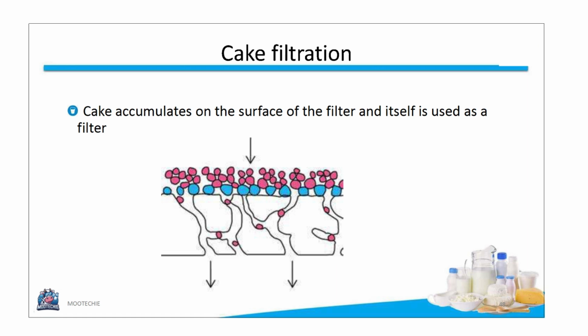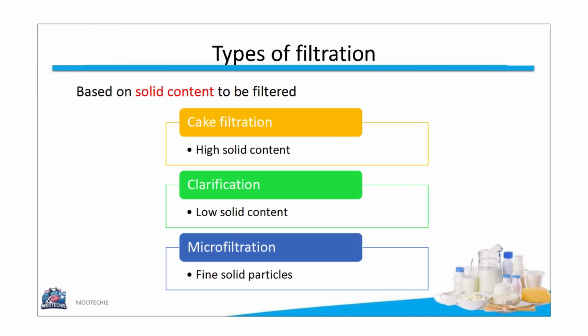medium for subsequent flow. Another way to classify filtration is based on the solid content. Cake filtration is used for feeds with a high solid content. Clarification is used for feeds with a low solid content. Microfiltration is used to remove very fine solid particles.